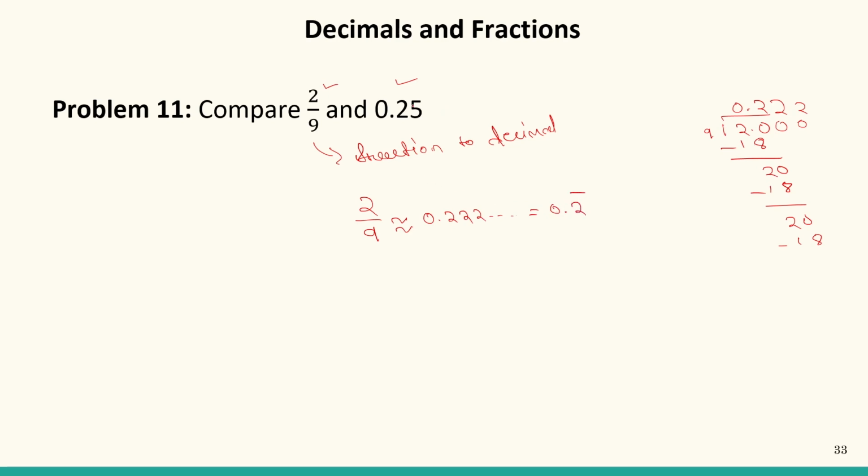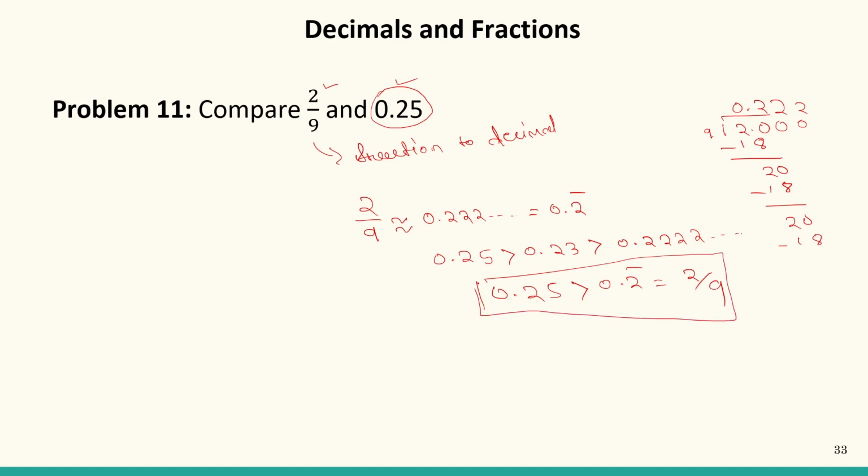Okay, and the other decimal is 0.25. So 0.25 is greater than 0.2222 and so on. So we can see here that 0.25 is actually greater than 0.2 bar, that is equal to 2/9. So by comparing, what we found out was this one is greater than 2/9. Answer.